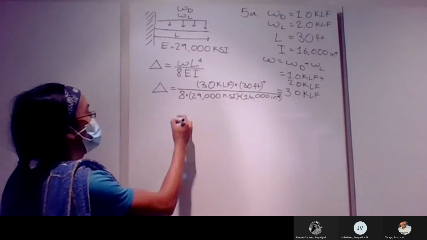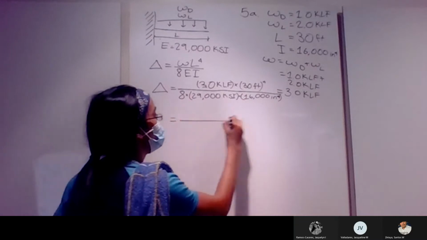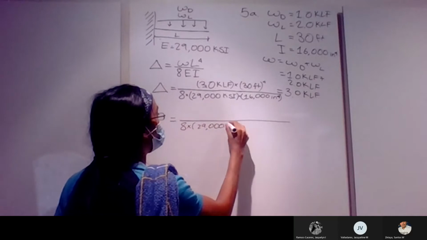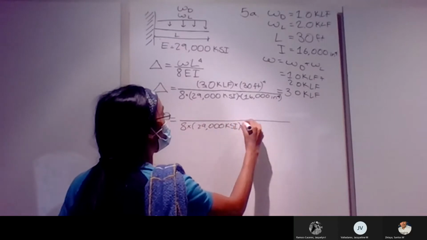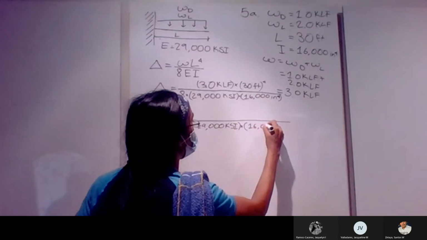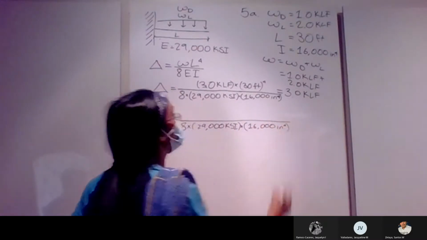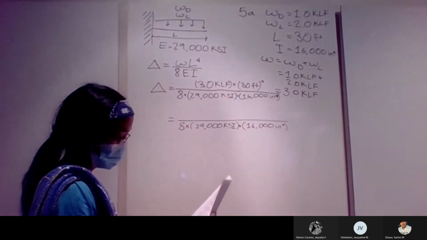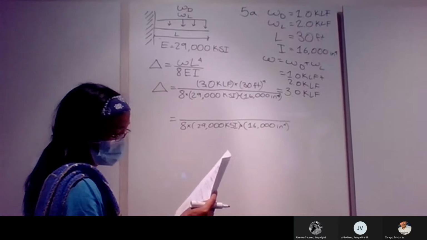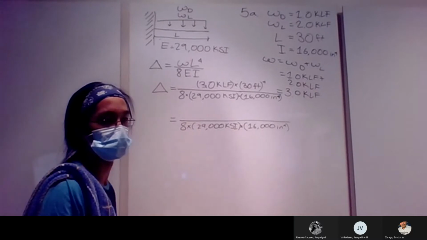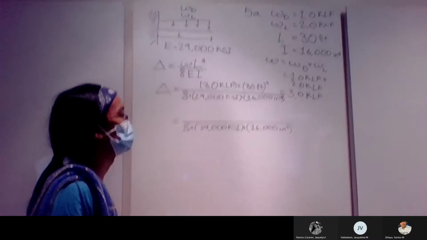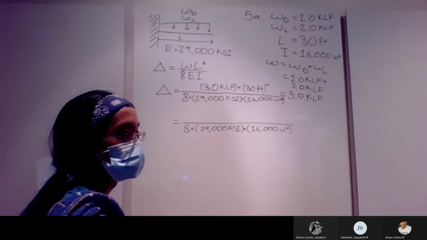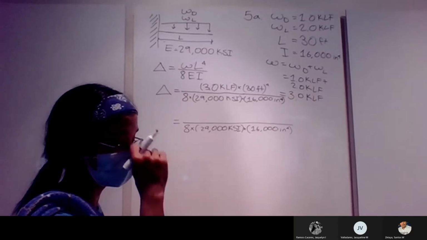So I'll write the same thing right here. Kips per square inch, 16,000 inches to the fourth. Cool. Now we're going to convert kips per linear foot to kips per linear inch, I guess. I don't know if that's a standard unit, but we're just going to do that. So just 3.0 times 12? Well, not times 12. We're going to divide by 12.